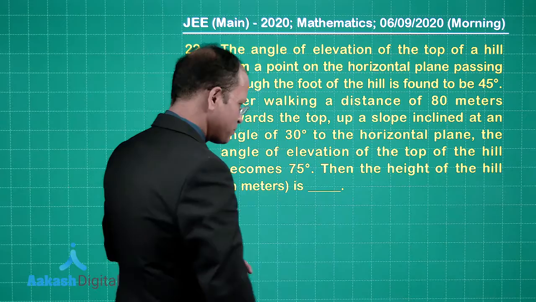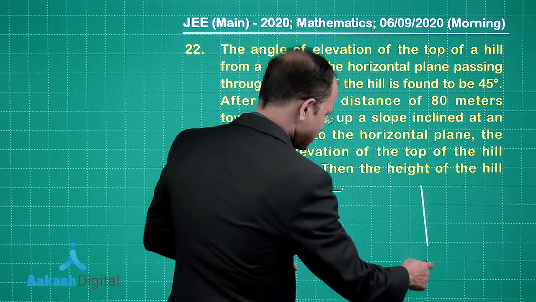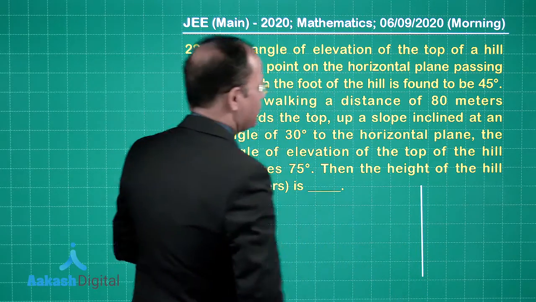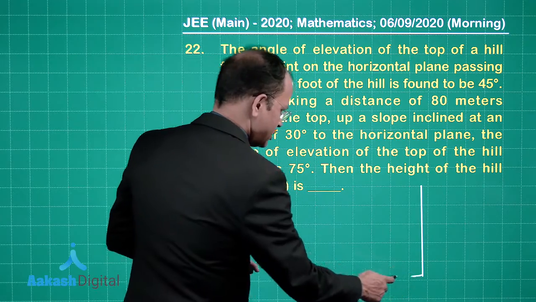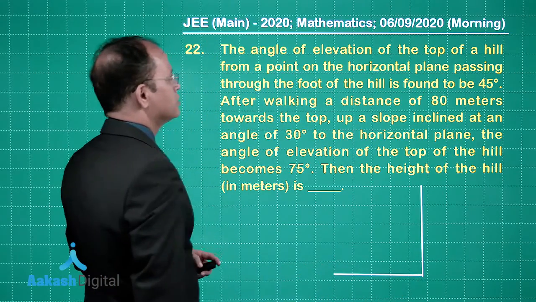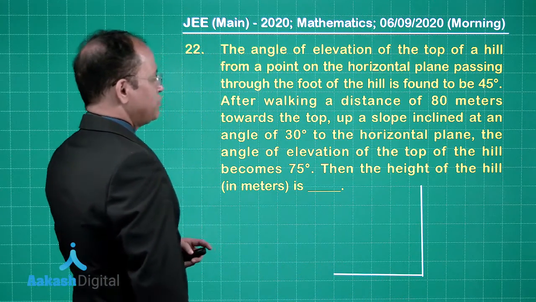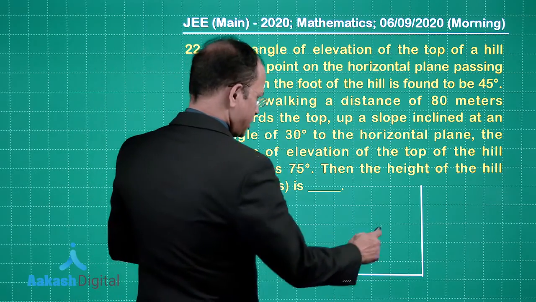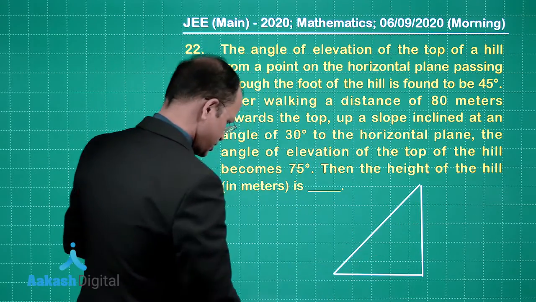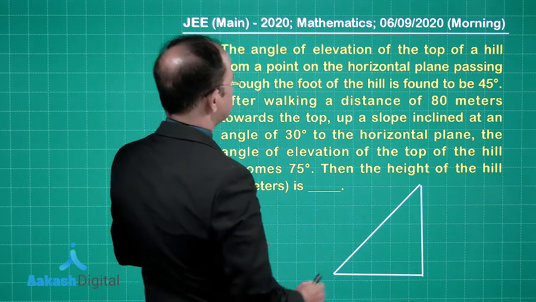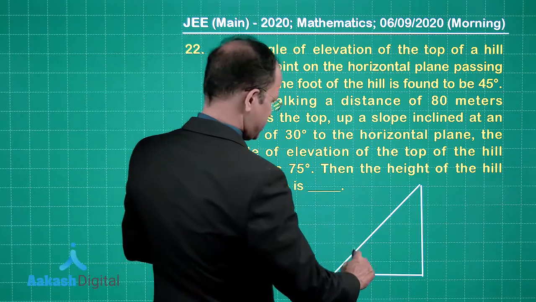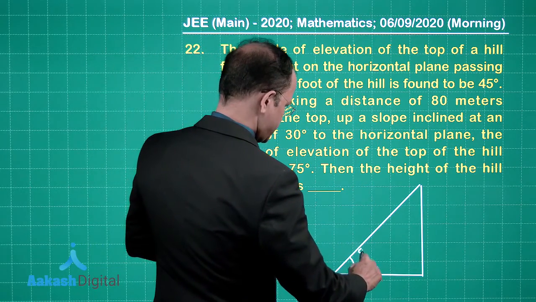Now you see what we have. We have been given this hill now, right? And this is the base I am talking about. So the angle of elevation of the top of the hill is somewhat like this has been given to us, which is 45 degree. Yes, this is 45 degree.